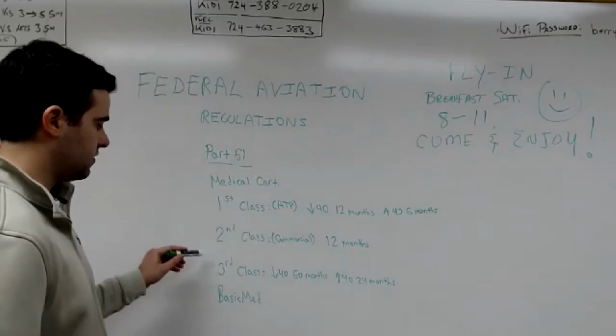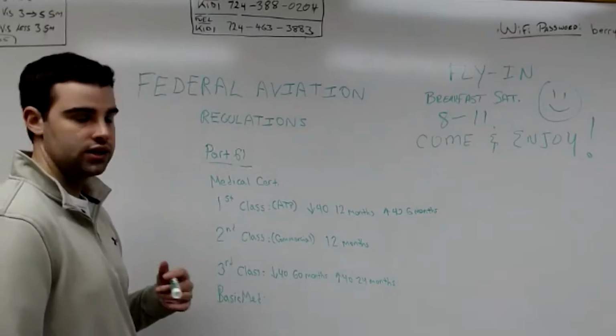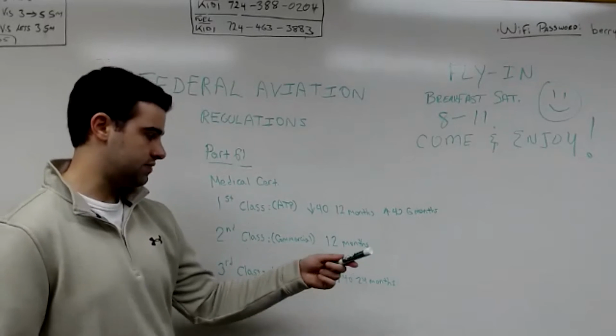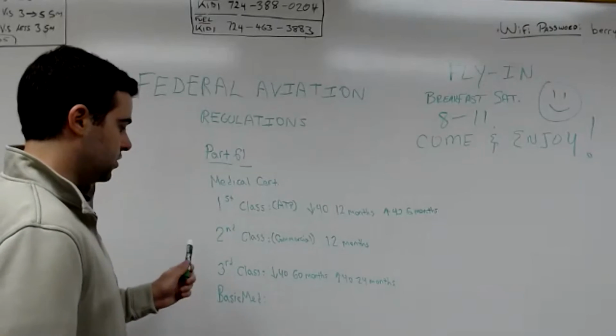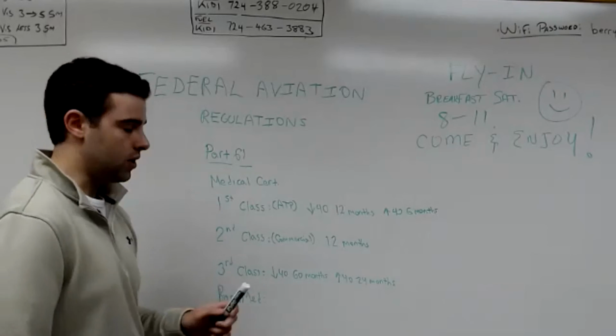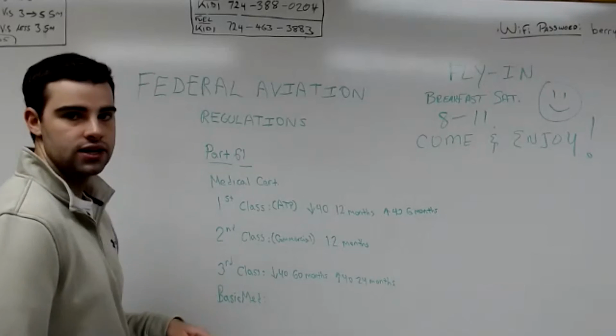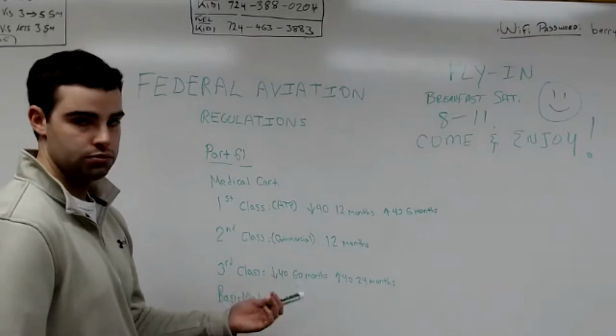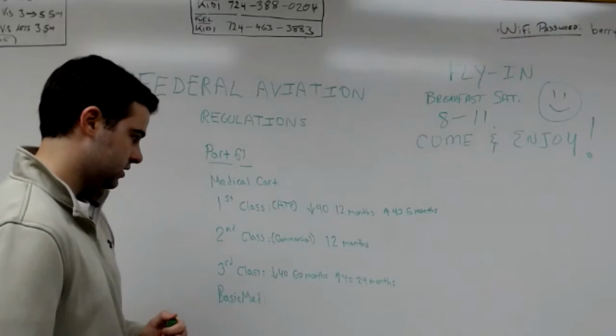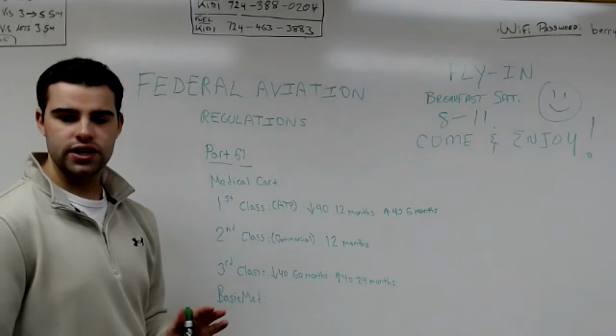So let's say that I have a second class certificate. And let's say that I let it expire. So I go past my 12 months and it's done. You don't just lose that medical. It will actually drop to a third class at that point, and you'll still have it for the rest of these 60 months if you're younger than 40. Does that make sense? Kind of how they do that.